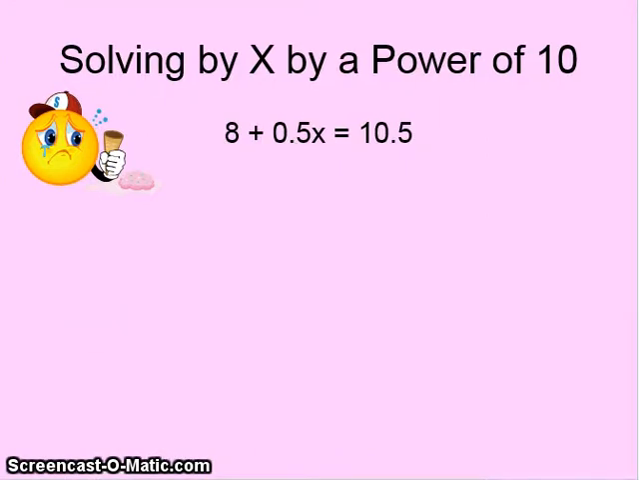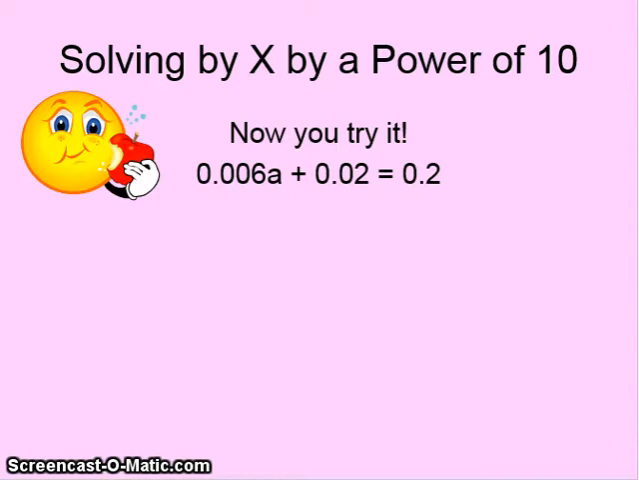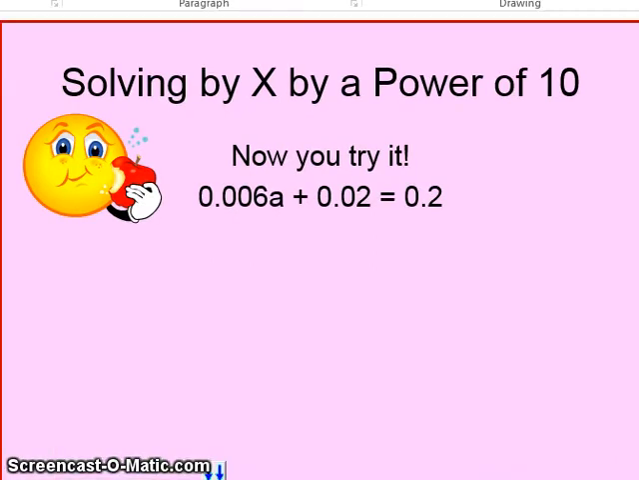That example needs to be in your notebook, and also this example, this one right here needs to be in your notebook as well. We're going to try that again, solving by multiplying by a power of 10. So we have our equation here, 0.006a plus 0.02 equals 0.2. We want to figure out which of these terms has the biggest number of decimal places. So this term has 1, 2, 3 decimal places. This one has 1, 2. And this one just has 1.